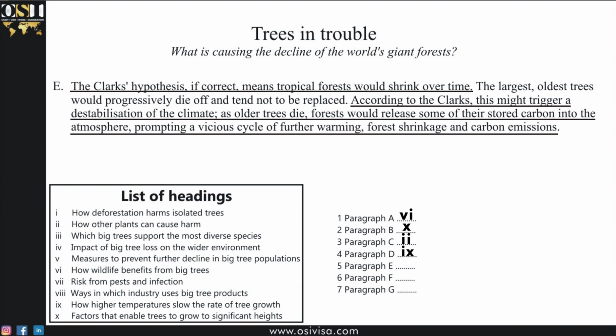As older trees die, forests would release some of their stored carbon into the atmosphere, prompting a vicious cycle of further warming, forest shrinkage, and carbon emissions. All these three factors are responsible for the decline of the environmental quality. This should ring some bells in the heading section. If you can see, there is number 4. It says impact of big tree loss on the wider environment. That is the title that matches best with paragraph E.